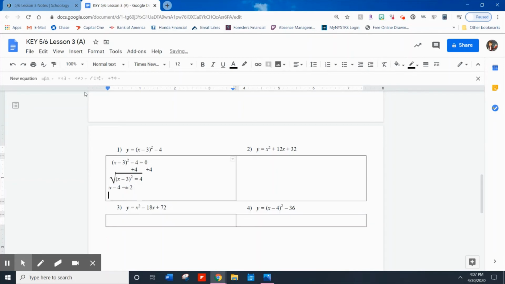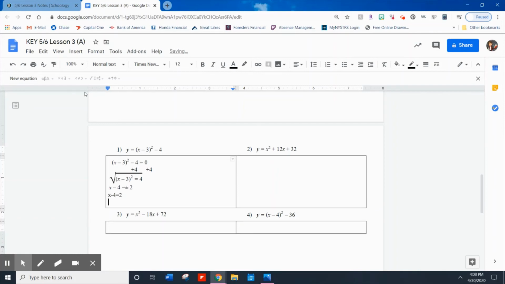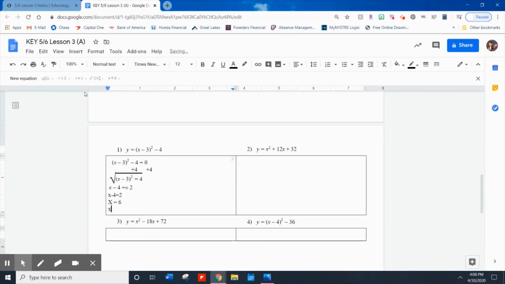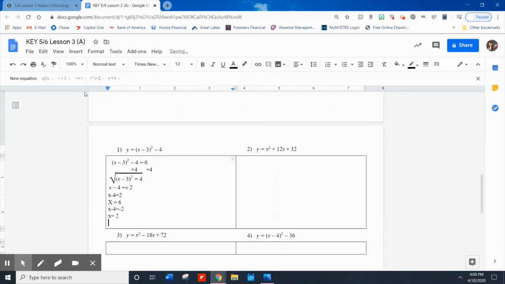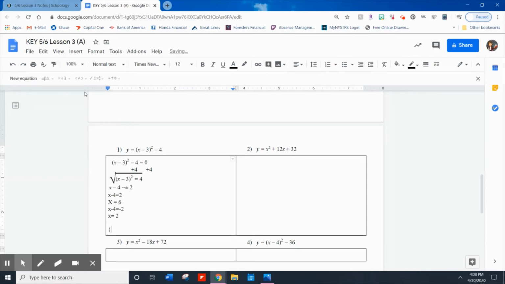So we have to break that into two separate equations. x minus 4 equals 2. Let's just solve that one right away. We add 4 to both sides. We get x equals 6. And then we also have x minus 4 equals negative 2. Add 4 to both sides, and we get positive 2. You can list your answer in interval notation if you'd like as 2 and 6. That's where it would intersect the x-axis.